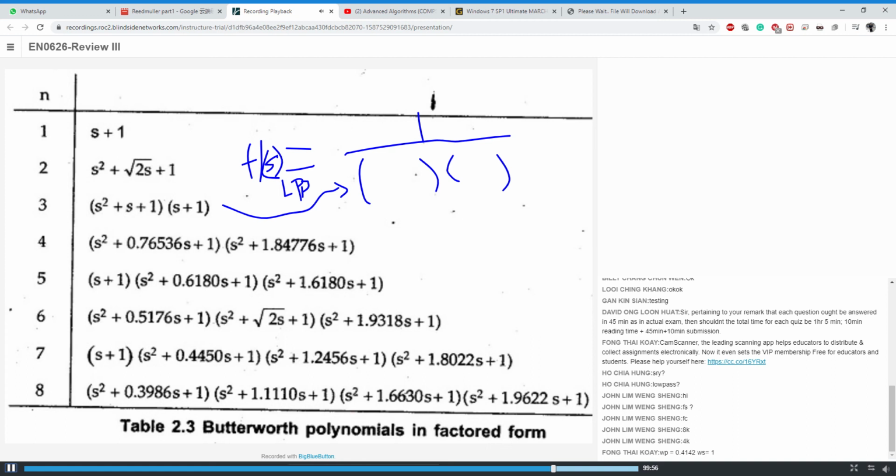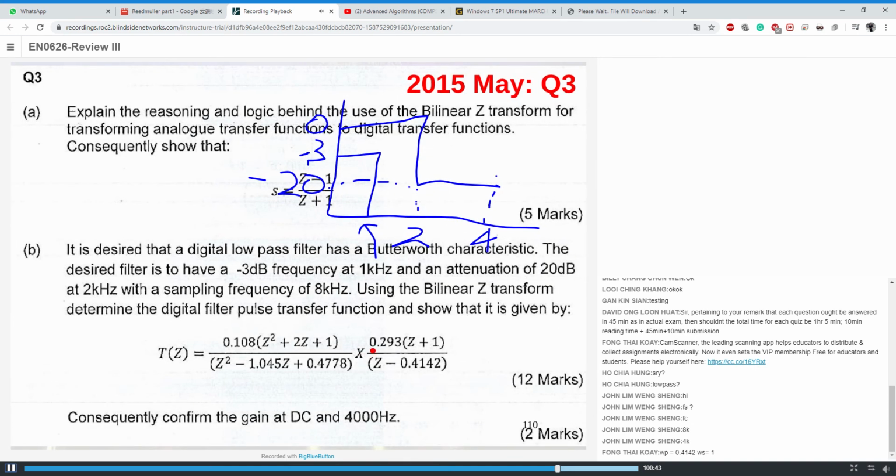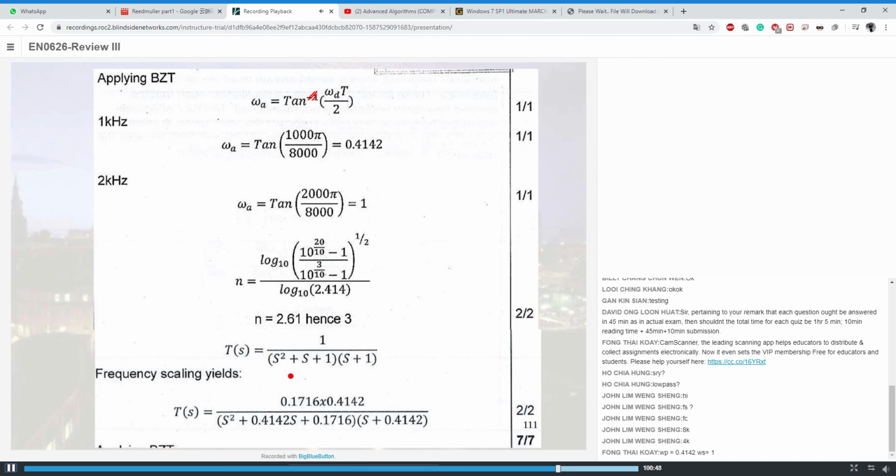So from here, what's the next step? Because this function has a cutoff frequency of 1 radian per second, you need to denormalize it by using s equals s over omega C. Then substitute to here. What's the omega C? At the very beginning you found it already, 0.4142. So you just substitute in accordingly. So we got this one here. Then you just substitute s over 0.4142 into this equation, and it will give you this one.